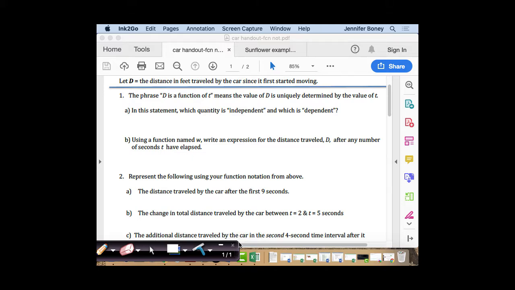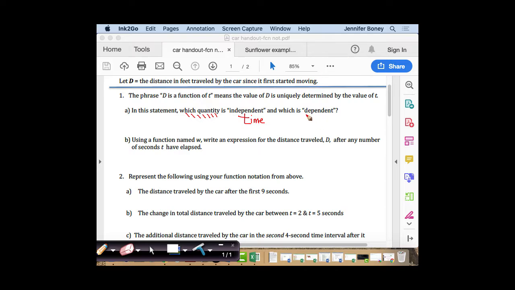So in terms of letters here, the independent variable is T. It actually asks which quantity. So T is the variable for this. This is time, that's the independent quantity. It's measured in seconds, and its variable symbol is T.